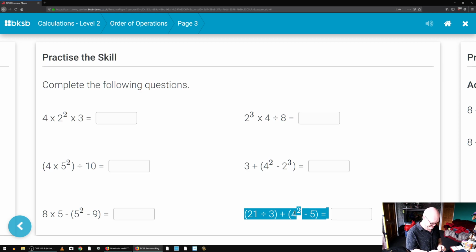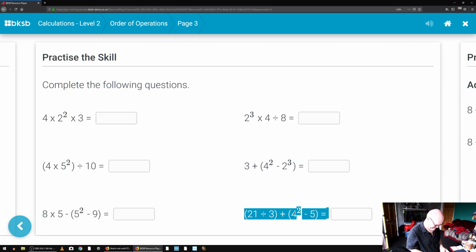So we'll do 16 minus 5. 11. Okay. And then we'll do the division next, because that's the next thing. I know you do the brackets, indices. So yeah, that's what I was doing anyway. So 21 divided by 3. We know that's 7. Don't know why I'm doing that on the calculator. And then it's 7 plus 11. That would give me 18.